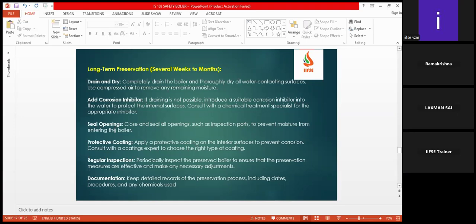Then protective coating. We have to apply a protective coating on the interior surfaces to prevent any corrosion, and again consult coating experts to choose the right type of coating. It does not mean that whatever is available we can use. We have to use the proper one so that you get a good effect from those inhibitors or coating material. Then regular inspections.